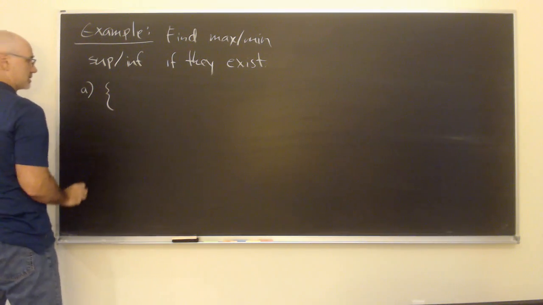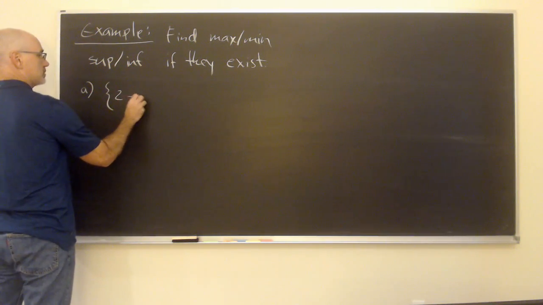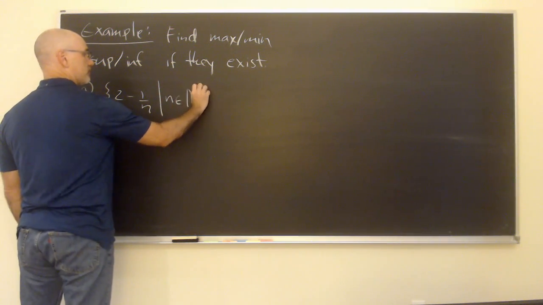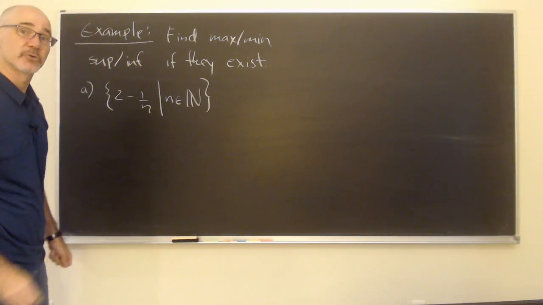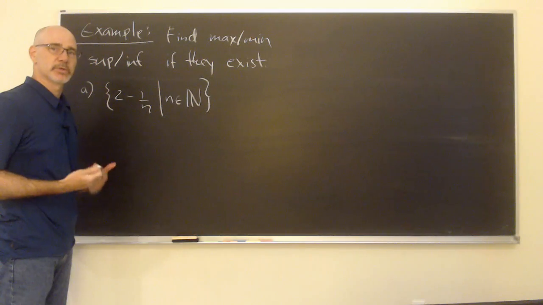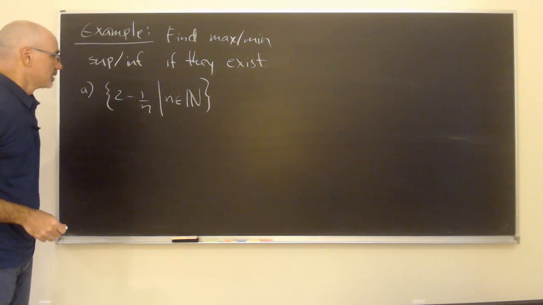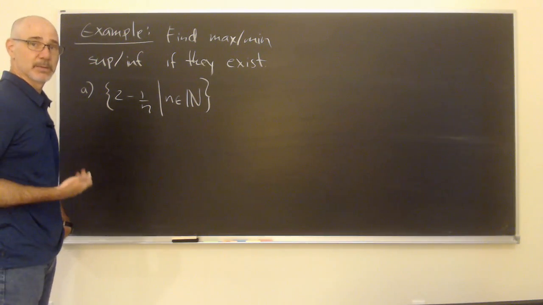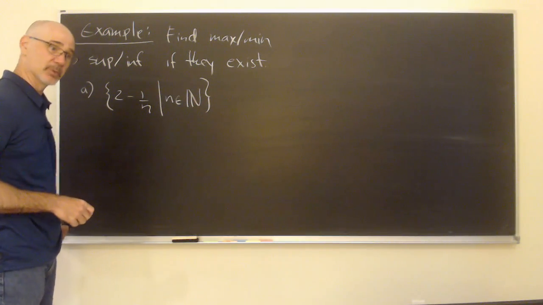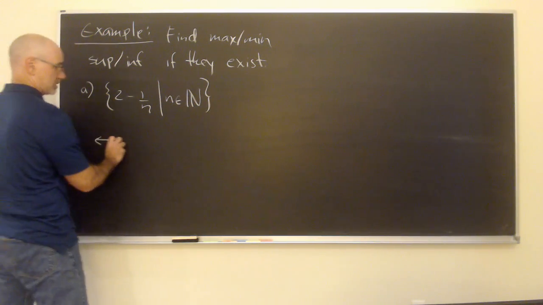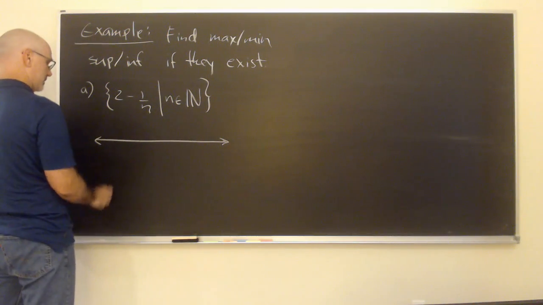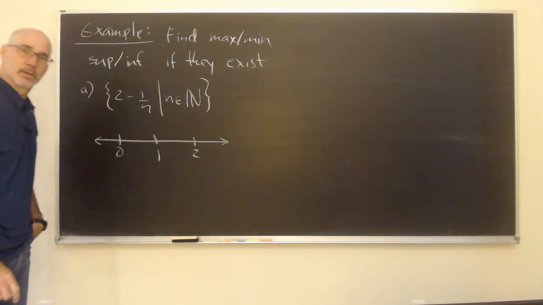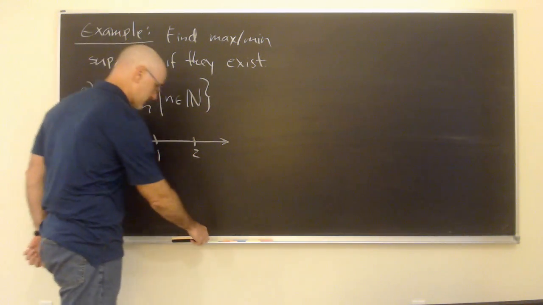So let's take the set of numbers 2 minus 1 over n such that n is a natural number. So that's the counting numbers 1, 2, 3, 4, and so on. When searching for things like a maximum and supremum, minimum and infimum, I think it's helpful to plot your set, if you can, on a number line. So let's take a number line, say this is 0, 1, 2, and then let's plot the terms of this sequence on the number line.